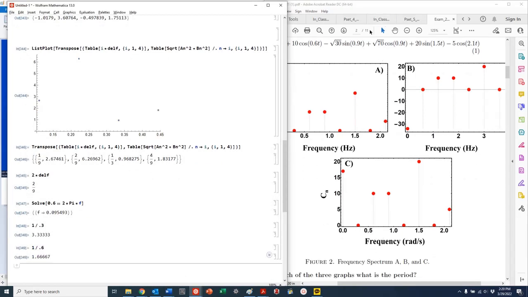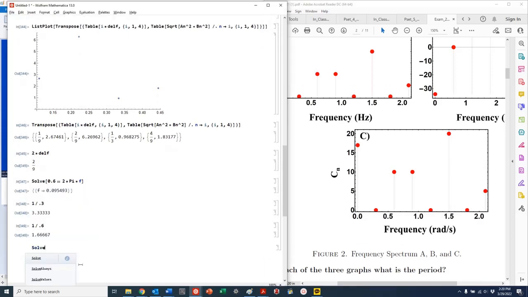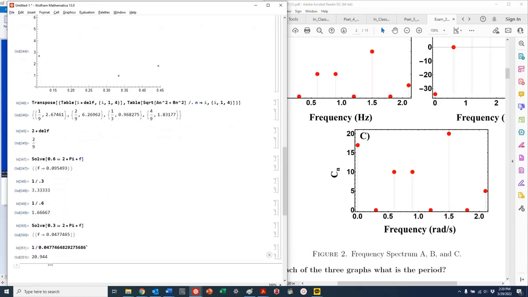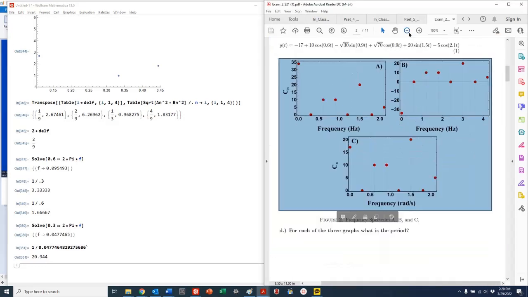So this is, again, let's zoom in a little bit here. So this is 1, 2, 3, 4, 5. So omega, solve 0.3 equals 2 times pi times f. So my f would be this, or my delta f, and then 1 divided by that would be my period. There we go. So that is your solution to problem 1.